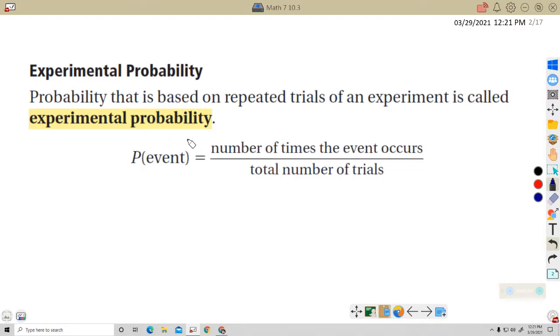Experimental probability. So let's say you roll a dice and your experiment is to see how many times a 1 comes up. And the 1 comes up 30 times out of 100. Well, you would have 30 times over 100. You would have 3 out of 10. That's a lot, but just as an example. So the probability of the event, we use the P again to show probability. In the parentheses, the event is what we're looking for, or what we're trying to measure. The number of times the event occurs divided by the total number of trials. So let's take a look at some examples now, shall we?